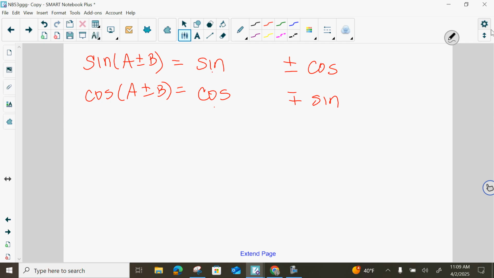So sine goes sine, cosine, cosine, sine, and cosine has the same: cosine, cosine, sine, sine. They all start with A's and end with B's. Again, just trying to get you to remember those formulas. Sine, cosine, cosine, sine, cosine, cosine, sine, sine.